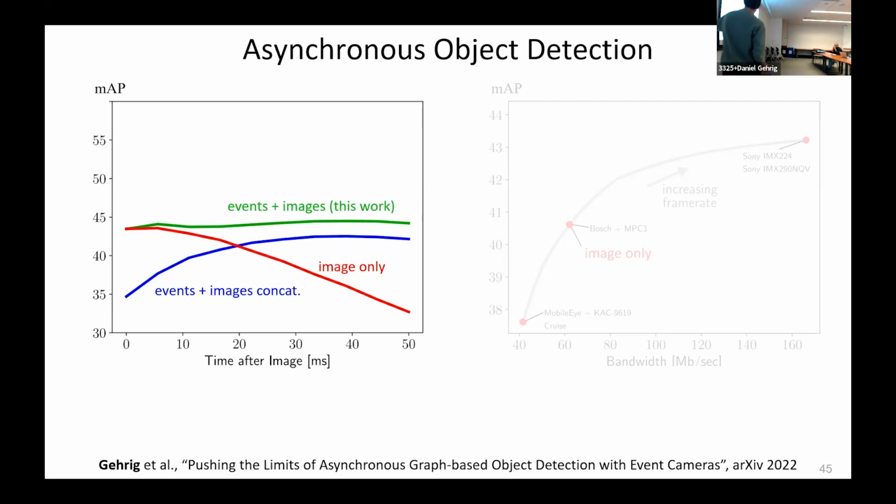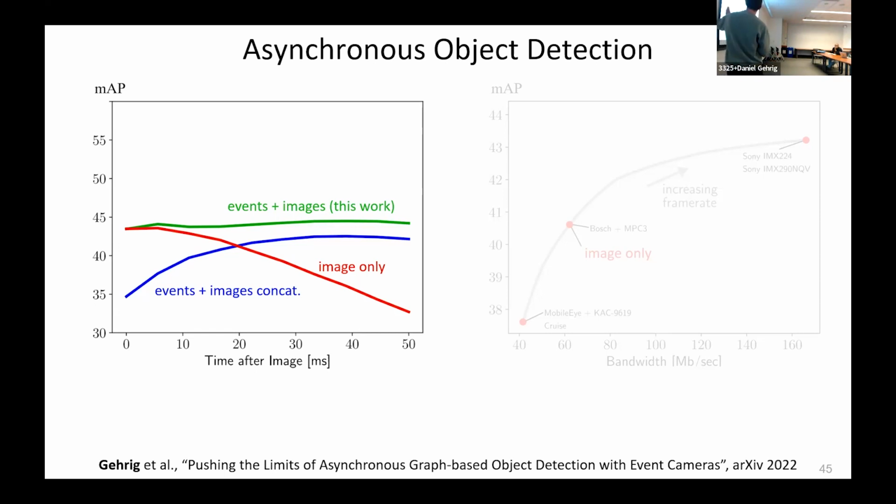As we are getting more events, the object detection score remains roughly similar. But if we only use images, the object detection score decreases. This decrease is because the labels of the object detection misalign as we're going forward in time. So we're comparing the ground truth with a more and more outdated object detection from timestamp 0.